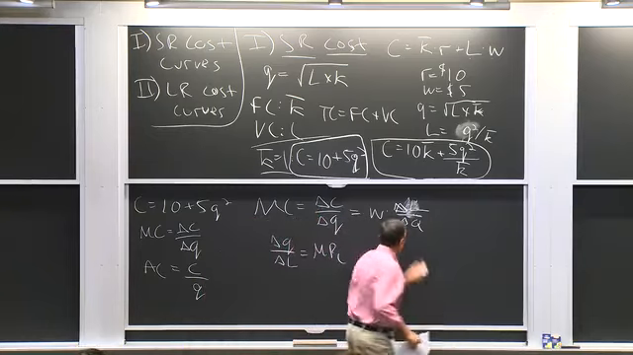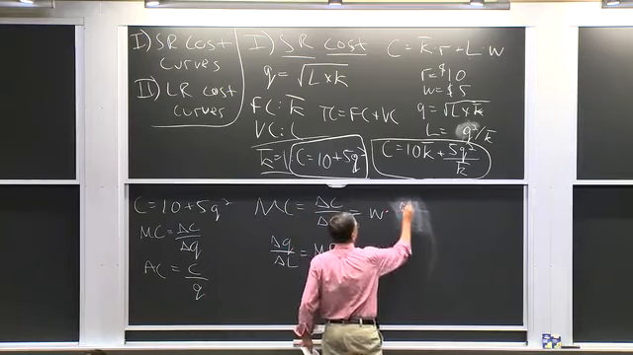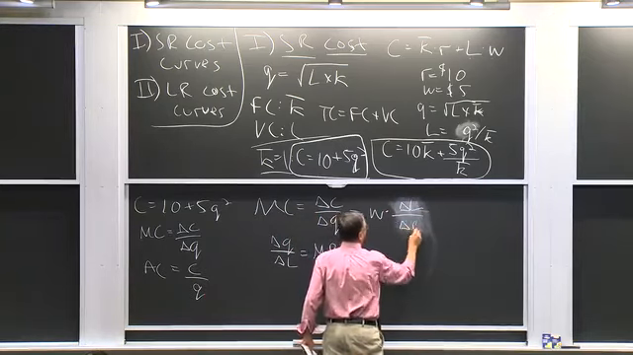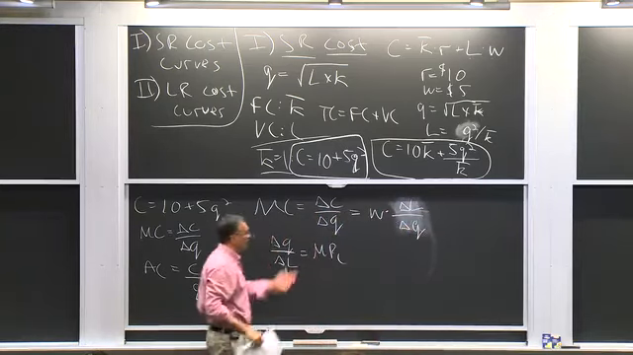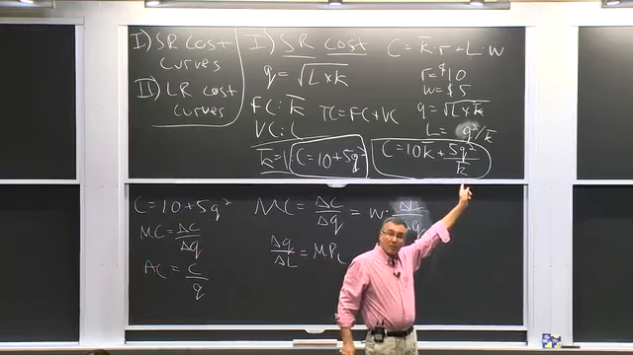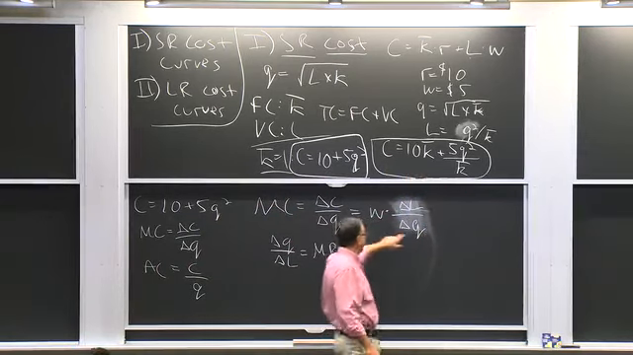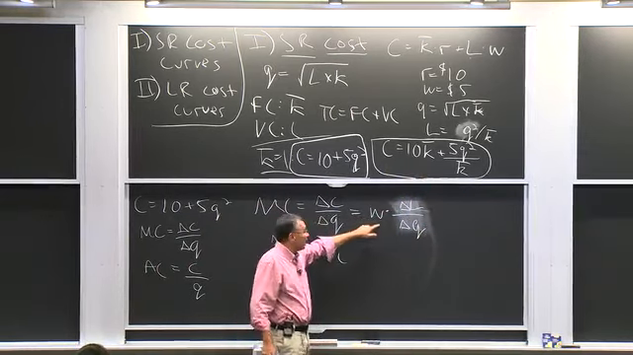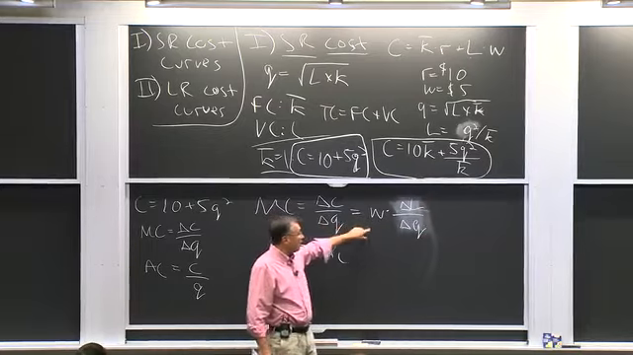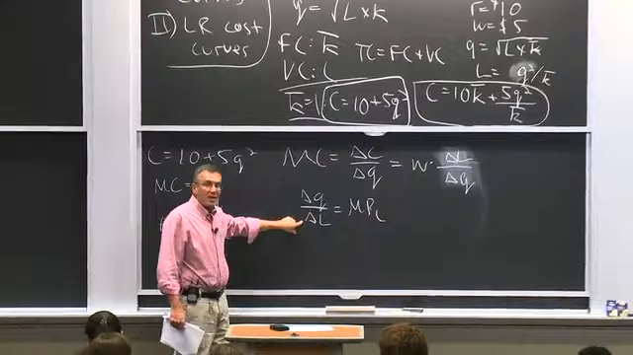Sorry, guys. W times delta L over delta Q. Okay, a little bit better. I wrote that because I just took the derivative of the cost function. First term drops out, we take the derivative. Second term, I just took the discrete derivative. And I just said delta C over delta Q is W times delta L over delta Q. Well, we know the marginal product is delta Q over delta L.